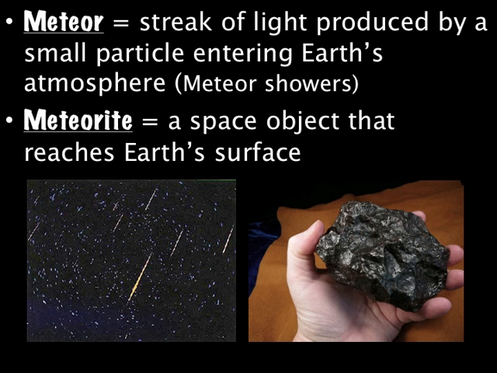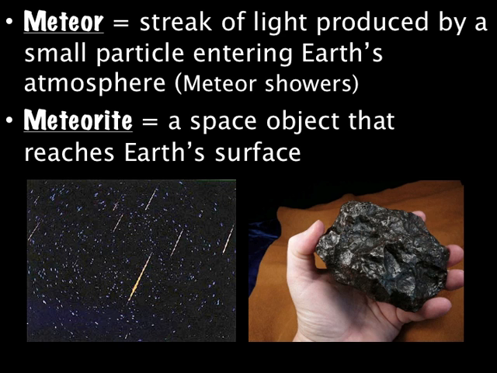A meteor and a meteorite are really similar words, but they have different meanings. Remember that meteor is a little bit different word than meteorite. Meteorites have the "ite" on the end. A meteor is a streak of light produced by small particles entering the Earth's atmosphere in a meteor shower. A meteor is a streak of light produced by a small object that enters the Earth's atmosphere.